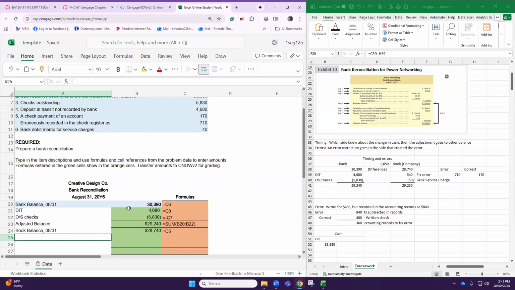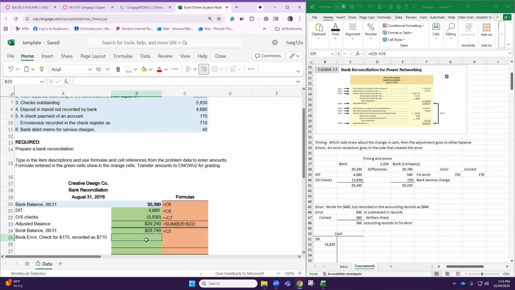So this is a book error. Check for 170 recorded as 710. Okay, so the error is the 710. So we've got to get that back straightened out.